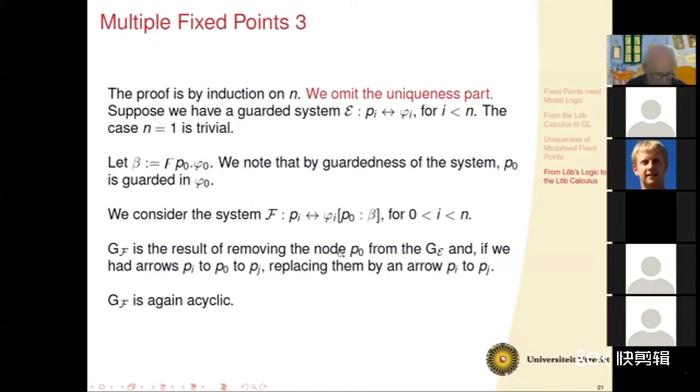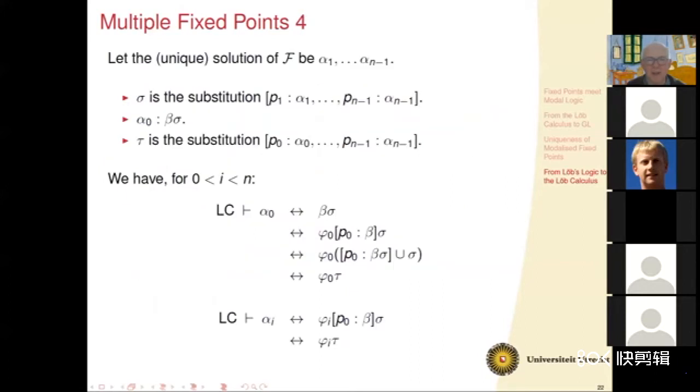So the whole point is, the operation that we have is simply removing P zero from the graph. And then if we had a two-step arrow via P zero, then you simply omit it, but connect the two arrows that you originally had. And it's easy to see that this operation of extracting P zero does not create new circles and new cycles, and we are there. So the system has a solution.